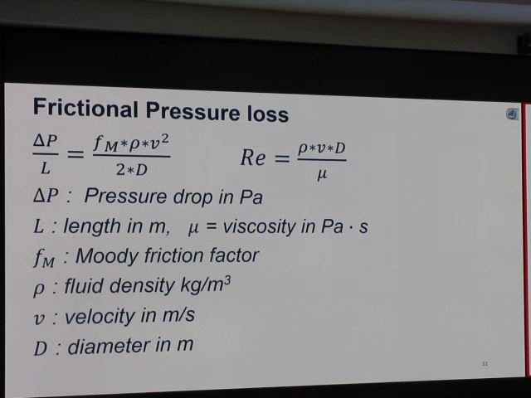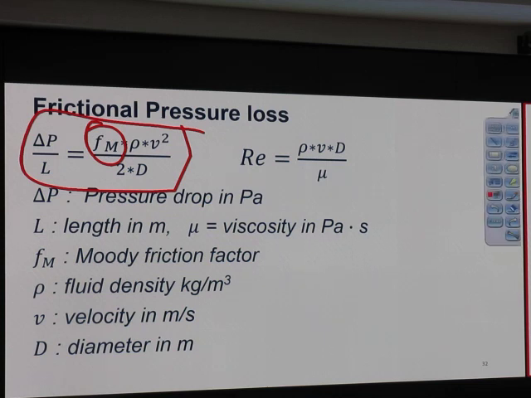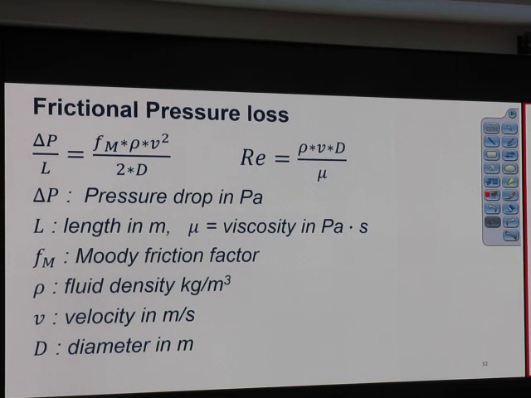Friction calculation. F sub m over there. Okay, this equation, by the way, please memorize it. Okay, pressure drop over length equals F rho v squared over 2D, if that F is the Moody friction factor. Okay, if it is the Fanning friction factor, we don't have the 2 over there, the 2 will be on the top. Okay, this is just frictional pressure loss per unit length. If everything goes in SI, pressure drop in Pascal, density in kilogram per cubic meter, then we get the answer in Pascal.